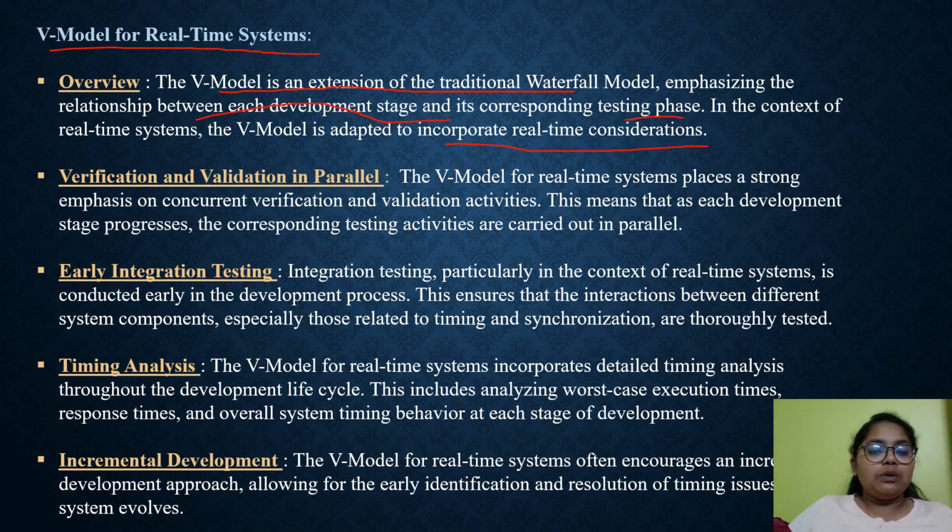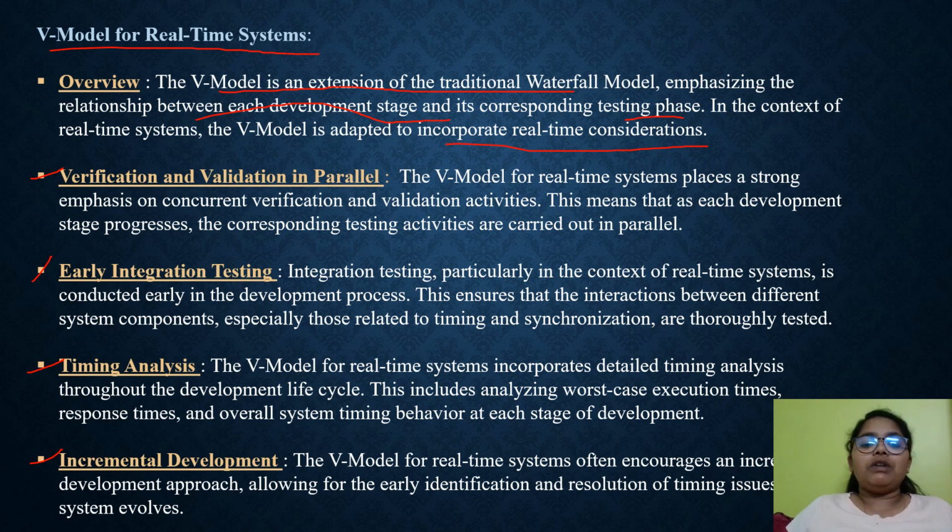Let us see what are the four modifications that are done in the V model for real-time system. The four categories are verification and validation in parallel, early integration testing, timing analysis, and incremental development.